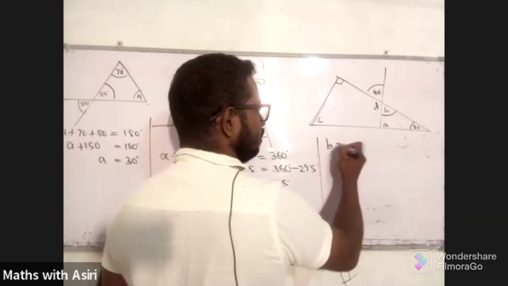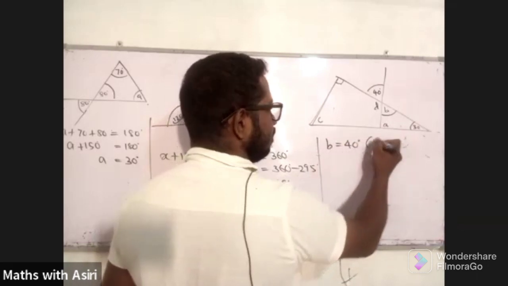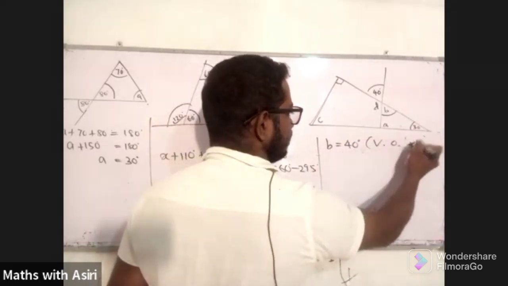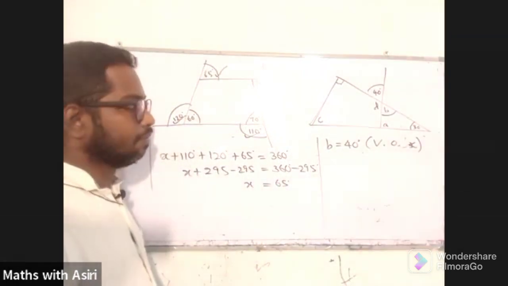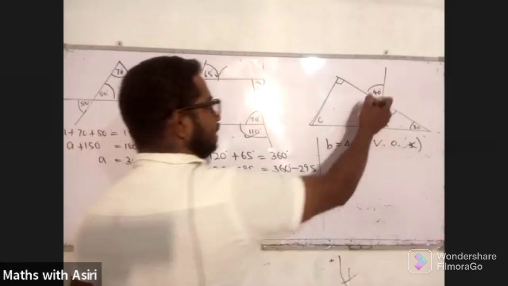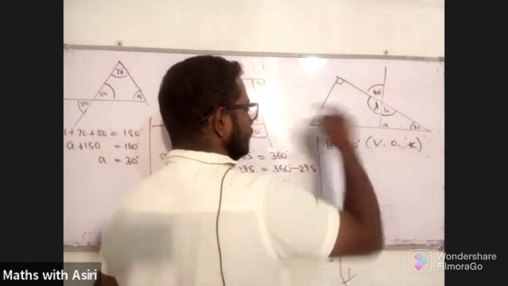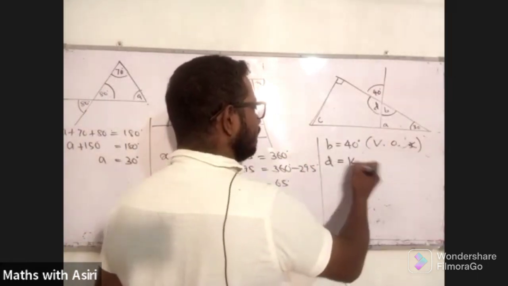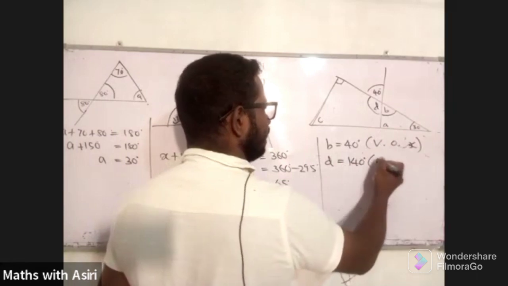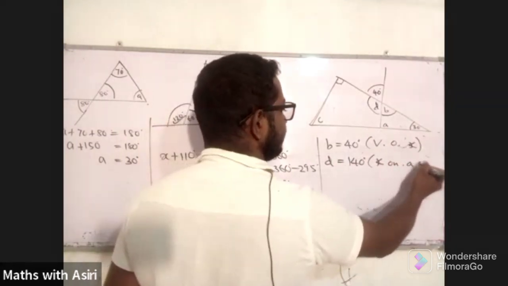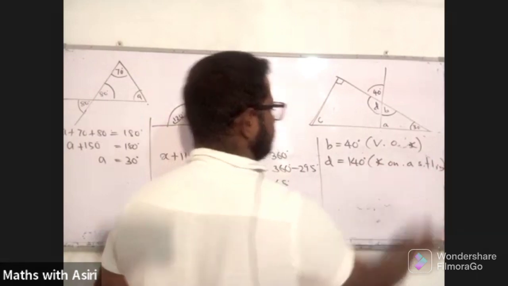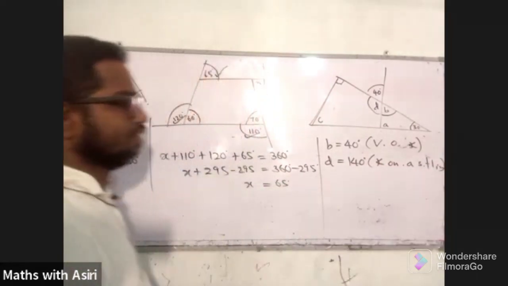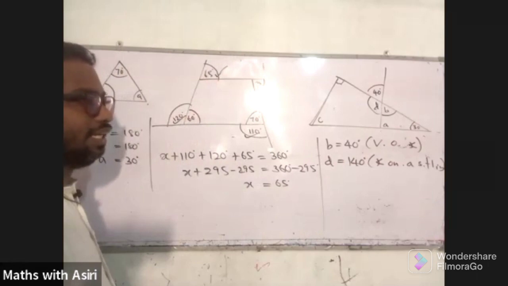B is 40 degrees. Reason? Vertically opposite angles. B is 40. Then D is 140, angles on a straight line. Now we have found B and D.